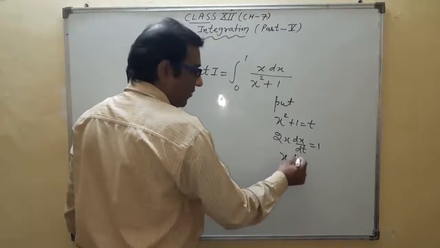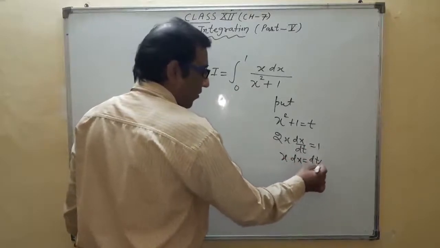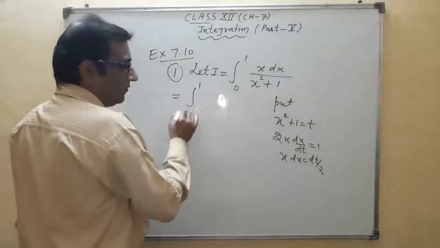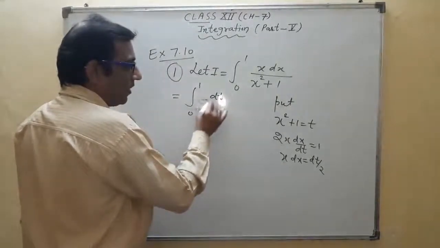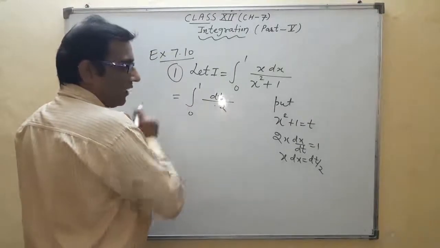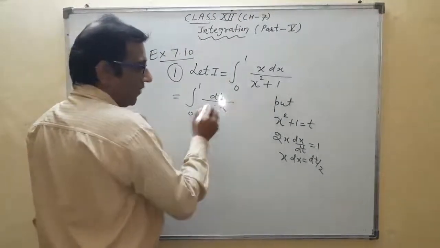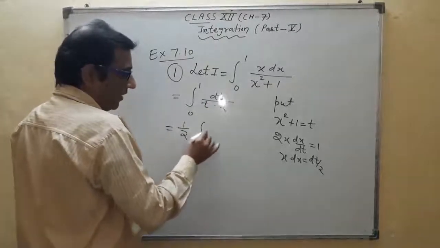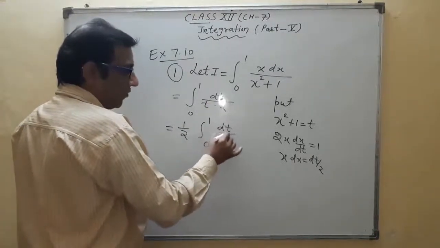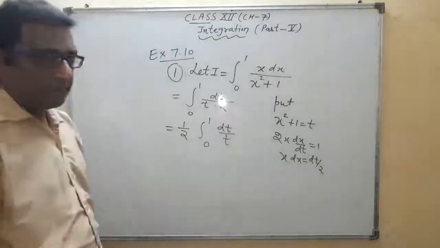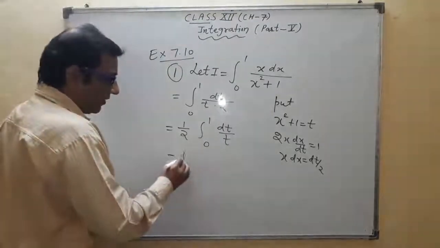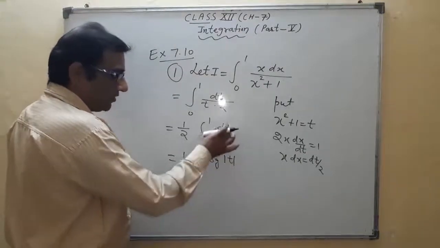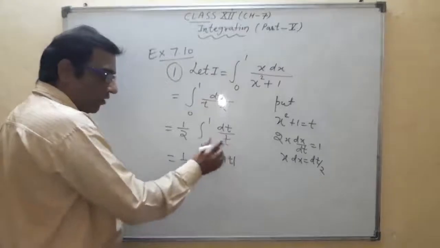So x dx equals dt upon 2, and when we put it here, it can be written as integral from 0 to 1 of dt upon 2, and the value of x square plus 1 is t, and when we rearrange it, it can be written as dt upon t. After that we will solve it. So 1 upon 2, it becomes log t, because the integration of dt upon t is log t.